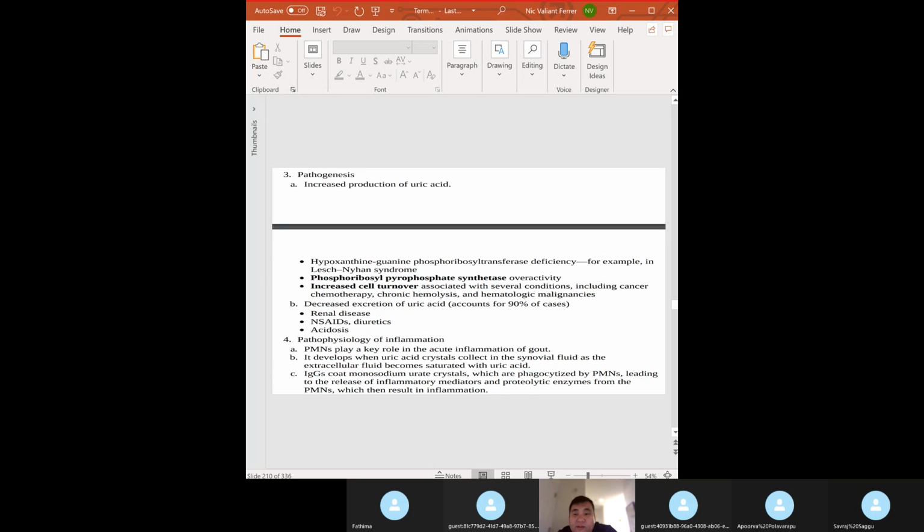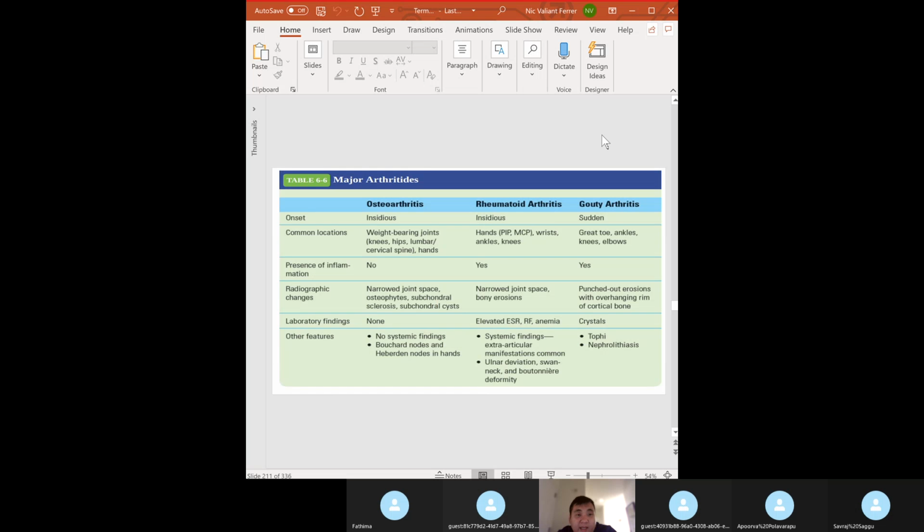So polymorphonuclears, your neutrophils, they play a key role in acute inflammation of the gout. This develops when uric acid crystals collect in the synovial fluid. As they develop, the IgGs, immunoglobulin G, coat the monosodium urate crystals, which are phagocytized by your neutrophils, leading to the release of inflammatory mediators and proteolytic enzymes from the PMNs, which then result in your inflammation. Put a star in this table. This is high yield.